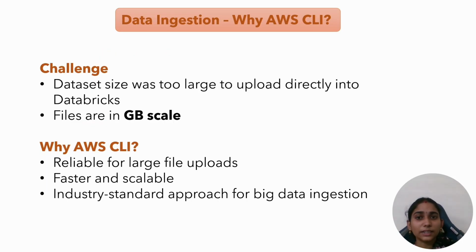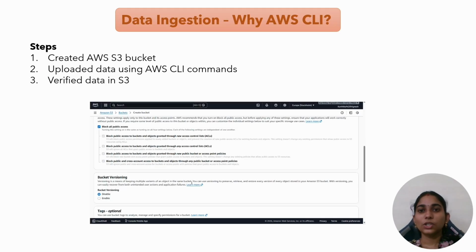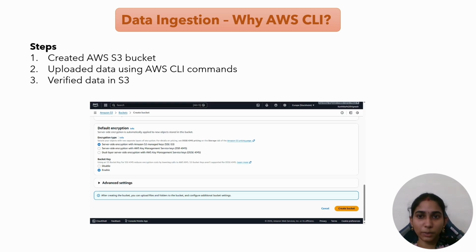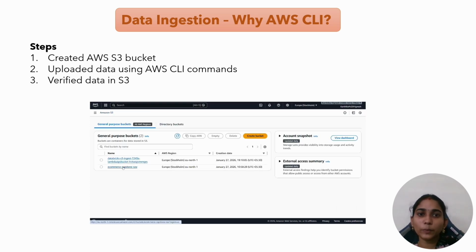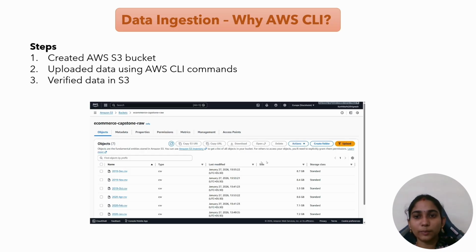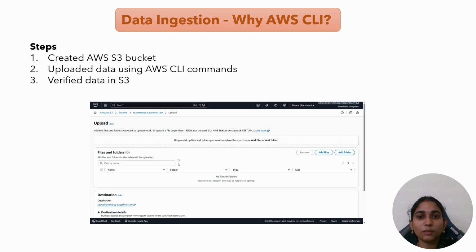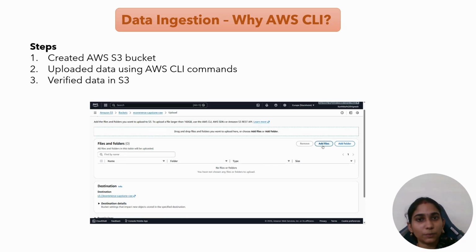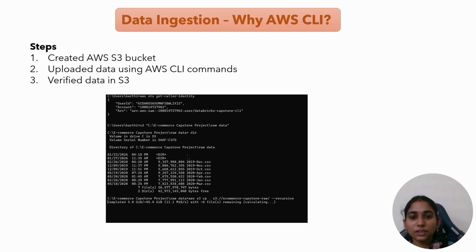Data ingestion. The dataset size was very large and I could not upload it directly to Databricks. The files are GB scale and direct upload was either very slow or failing. So I created an AWS S3 bucket. Even there, normal upload was slow and unreliable. To solve this, I used AWS CLI, which is faster and more reliable for large file uploads. These were the commands I used. I used ChatGPT for this.